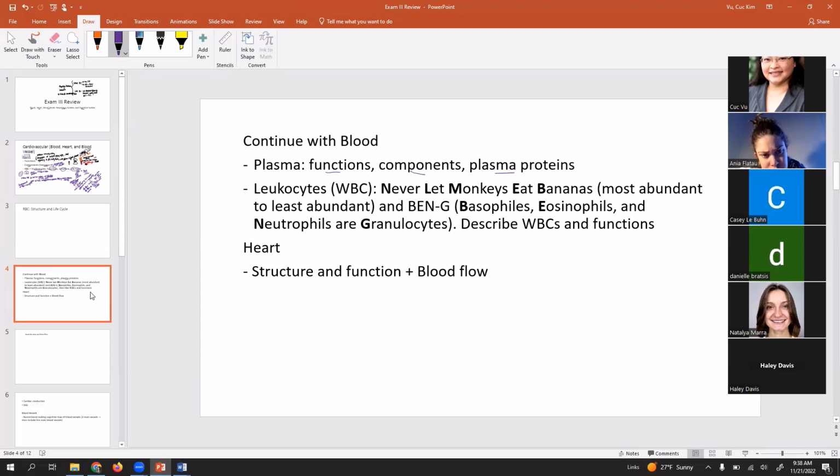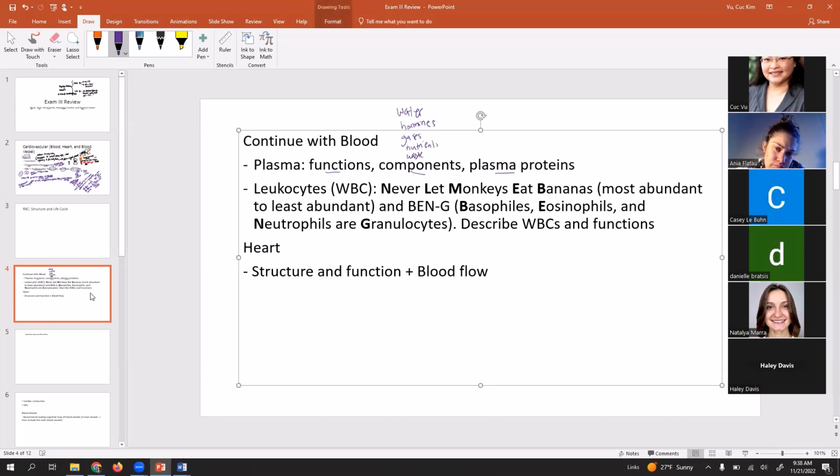Plasma is mostly what? Water. Yep, mostly water. It's got hormones. Whatever blood carries, it's going to be found in plasma. That includes hormones. It's going to include gases. It's going to include nutrients, waste, and so on. Okay, but one of the components that we're interested in looking at is the plasma proteins.